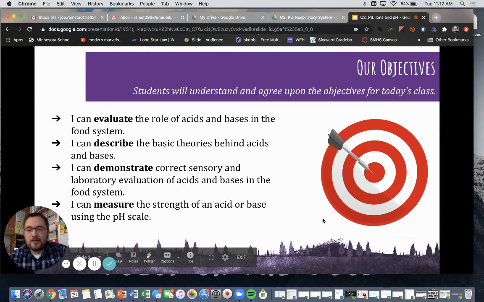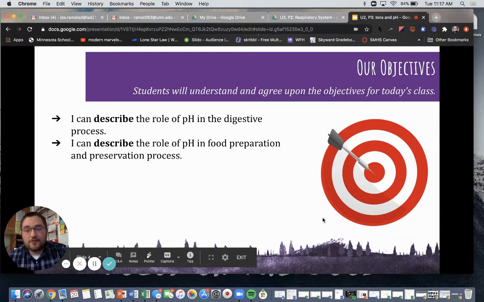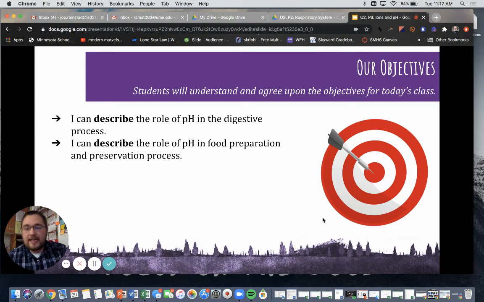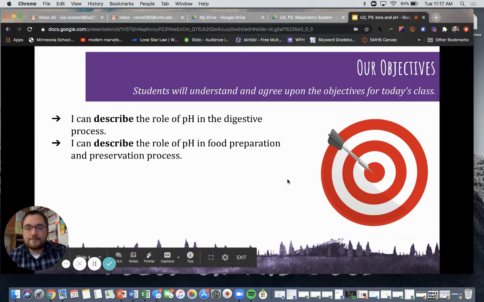So these are our learning targets for this. Oh, there's a couple more. Sorry about that. I can describe the role of pH in the digestive process, and I can describe the role of pH in food prep and preservation processes.